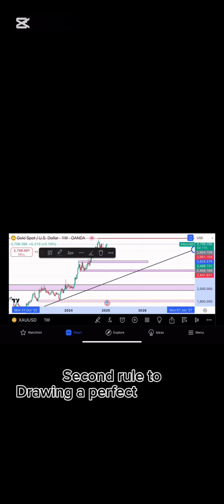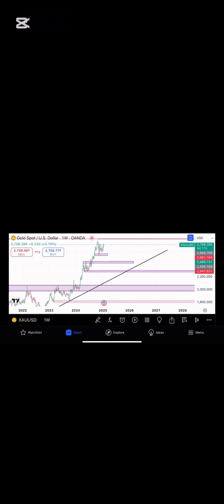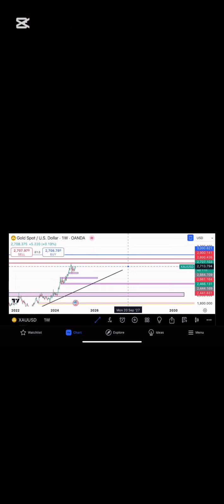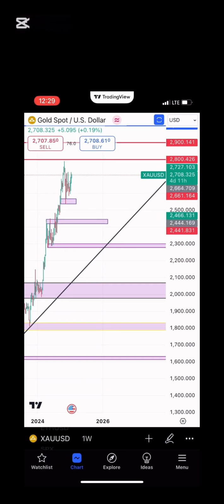Second rule to drawing a perfect trend line is that it must pass a relevancy test, which means it must be relevant to where the price of the market is at currently. Like after connecting the 2 swing lows or highs, you have to drag it to make sure that it gets to where the market's price is at currently.